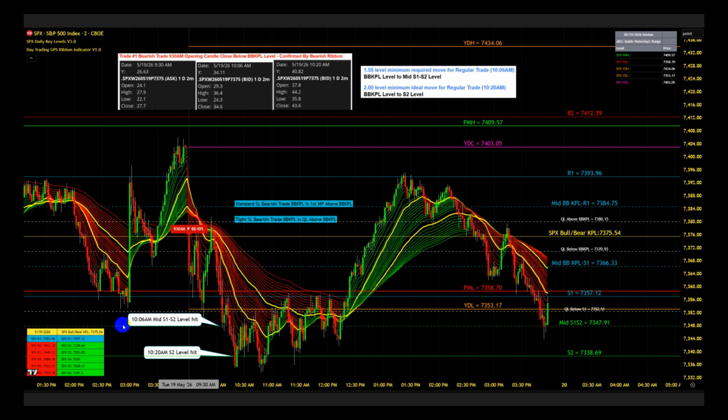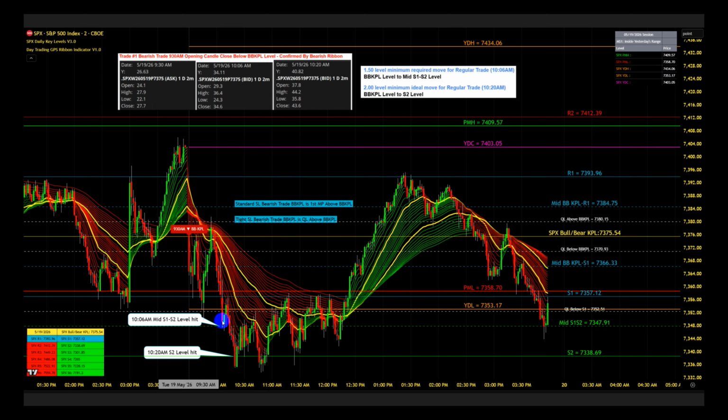On this particular trade at 10:06 a.m., the mid S1, S2 level was hit here. Our entry was on the 9:30 a.m. candle. On the close of the candle, as you can see here, the ask price was 27.70 on the close of this candle.